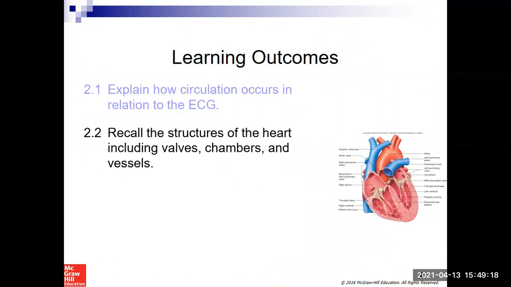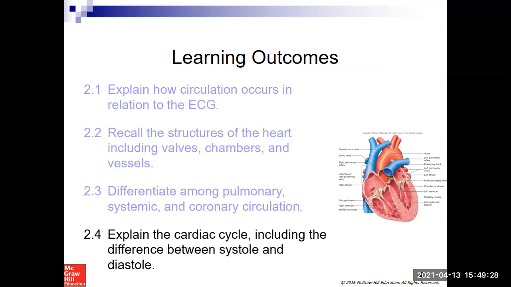Your learning outcomes. We're going to explain how circulation occurs in relationship to the ECG. Recall the structures of the heart, including the valves, chambers, and vessels. Differentiate among pulmonary, systemic, and coronary circulation, and explain the cardiac cycle, including the difference between systole and diastole.